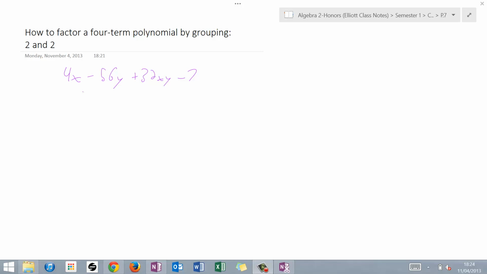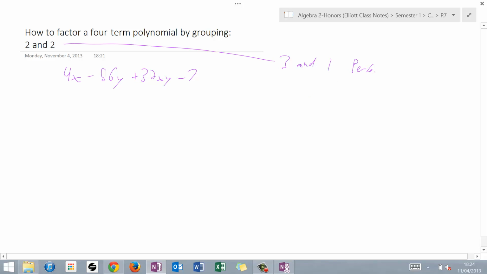This next video is how to factor a four-term polynomial, polynomials with 1, 2, 3, 4 terms by grouping. And by grouping, what I mean is we're going to group terms, two of them that have something in common. This is another of the two types. The other one's the 3 and 1, which looks for perfect squares. And I know that this one doesn't have any perfect squares, so I'm not going to even look at that one here. I'm going to look at the 2 and 2.